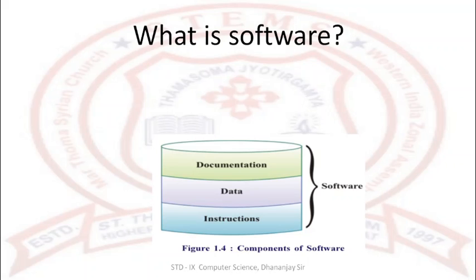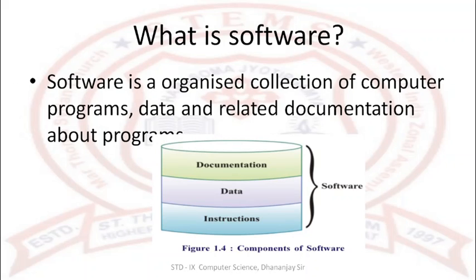What is software? Software is an organized collection of computer programs, data, and related documentation about the program. What is documentation? Documentation holds the information about the software, how the software is working, how to operate the software, how to use the software. Data means raw facts. Programs, as we know, are a set of instructions or group of codes.